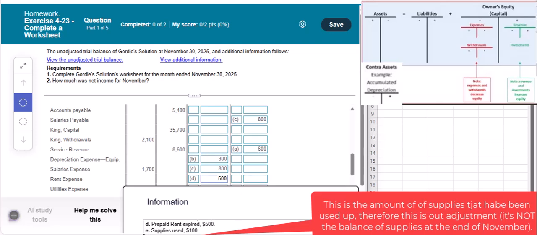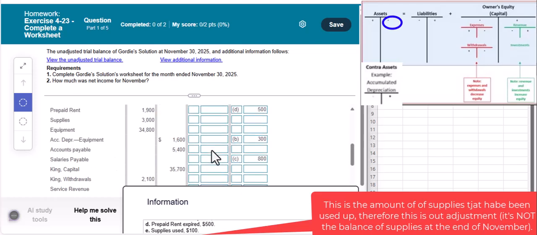So this is the really critical part. You have to pay attention to this word used. So it is not the new balance. This is telling us how much was used. So we need to lower the office supplies accounts by 100. So let's go ahead and go up to our supplies. So we're going to need to credit it for transaction E because we are lowering our supplies by 100. So again, we are crediting supplies for 100 because to lower an asset, we need to credit it.